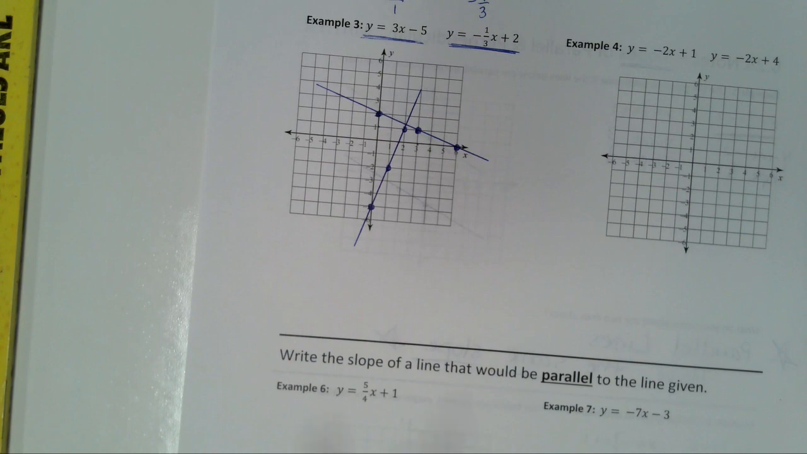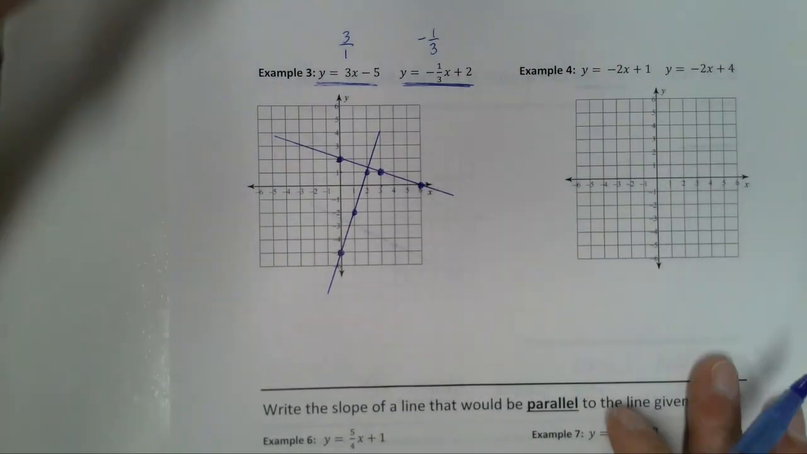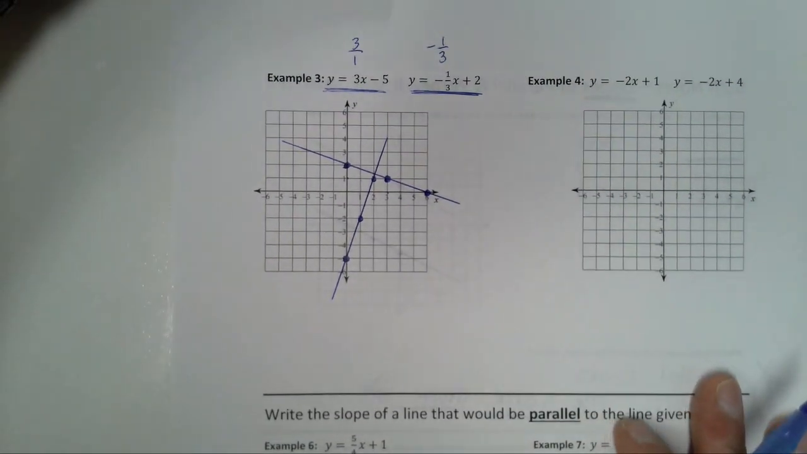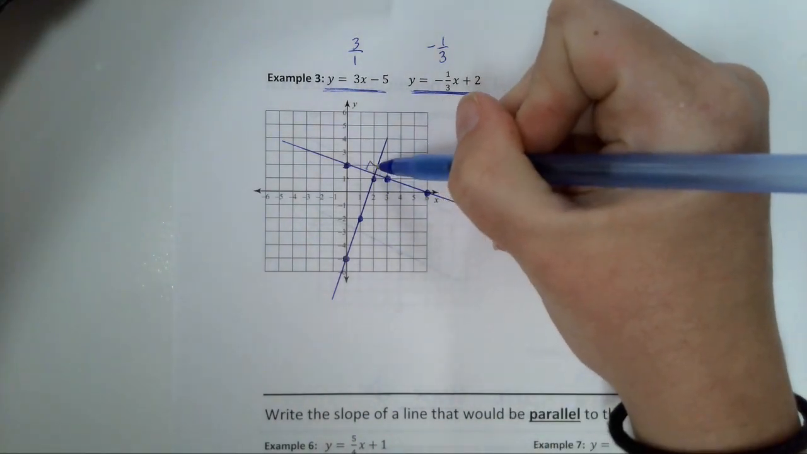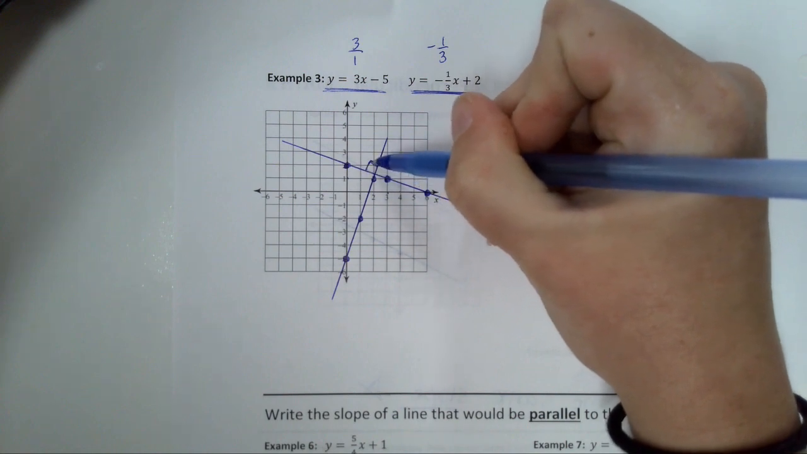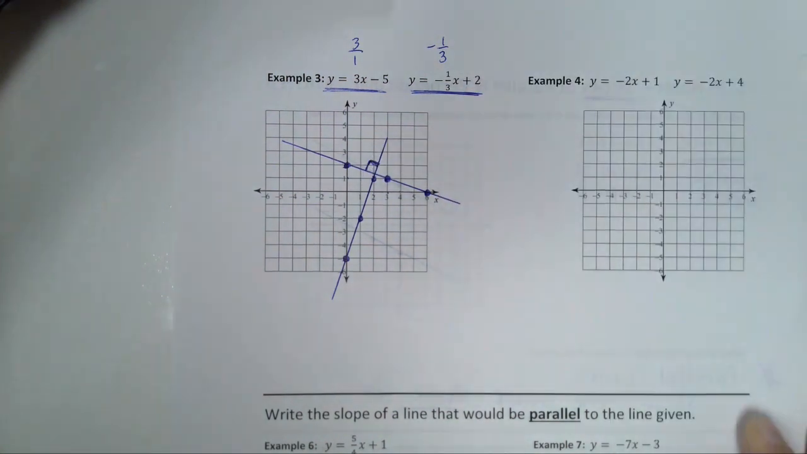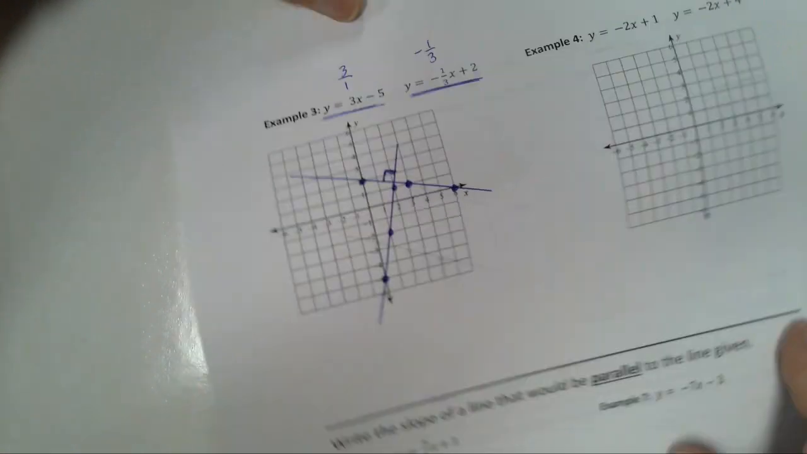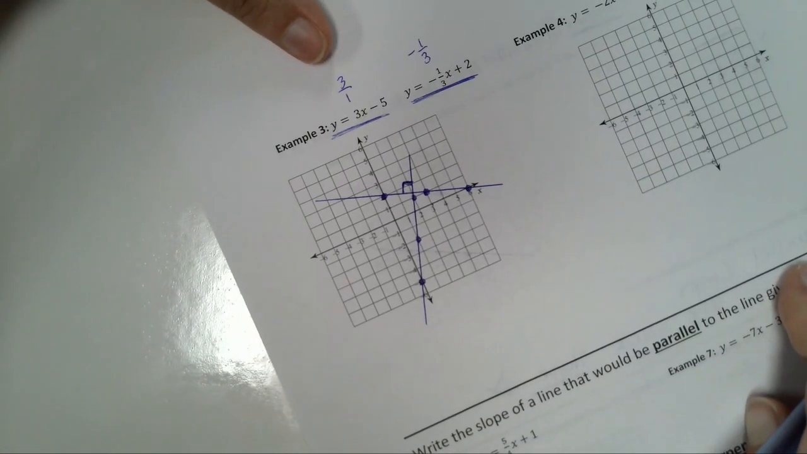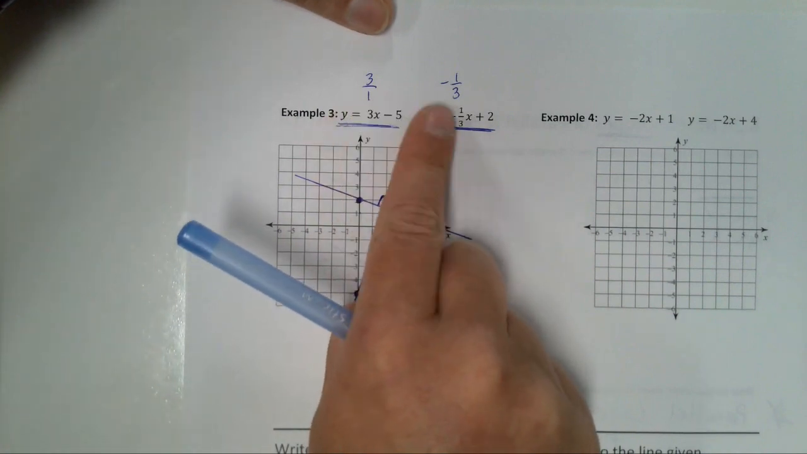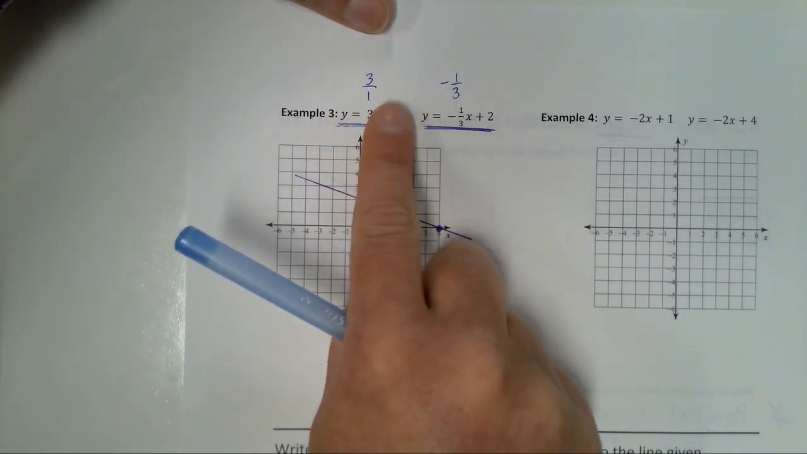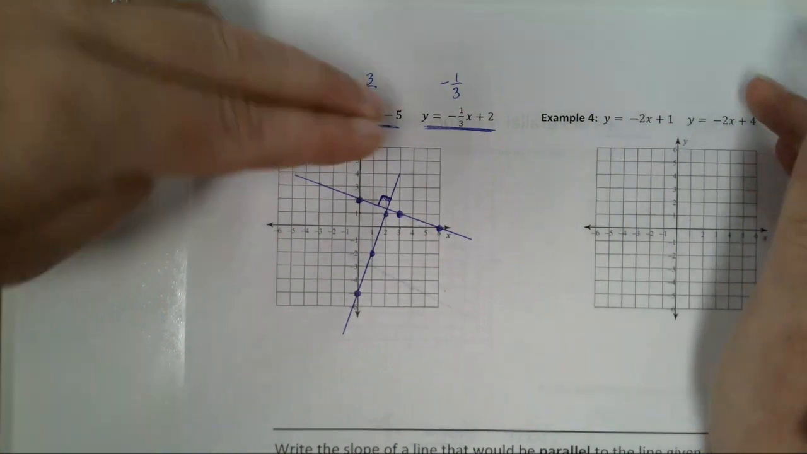What do you think? What are they? Are they perpendicular? I'm going to look at this one. Does this look like a 90-degree L-shaped angle? Yeah, it does. You tilt your paper? Yeah, that does. Now, notice the slopes. Is one positive and one negative? Yeah. Are they flipped versions of each other? 3 over 1, 1 over 3?